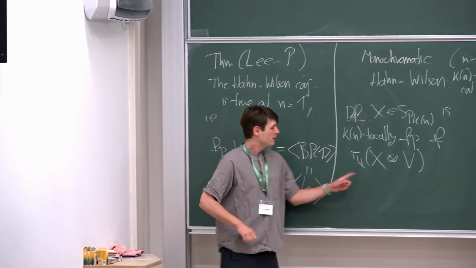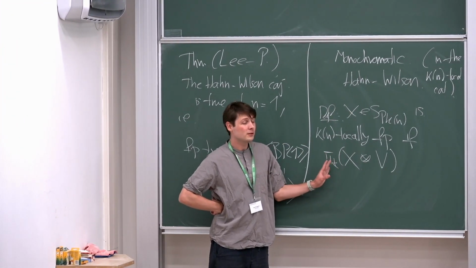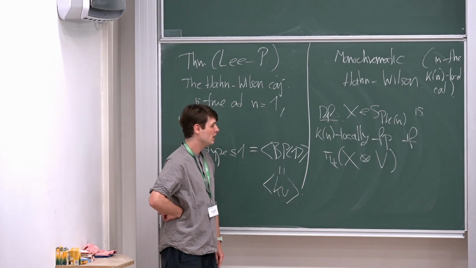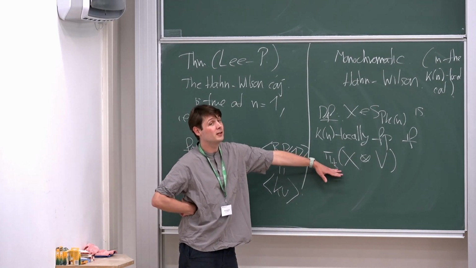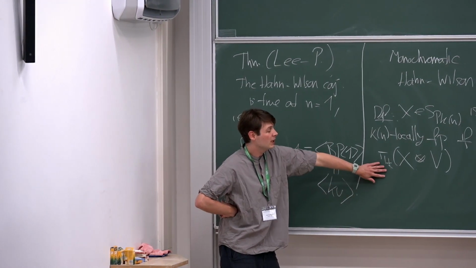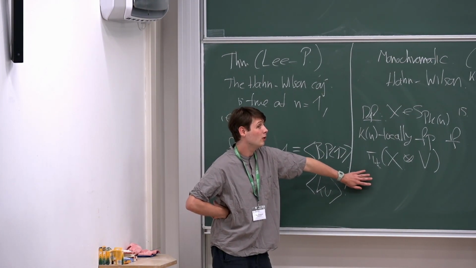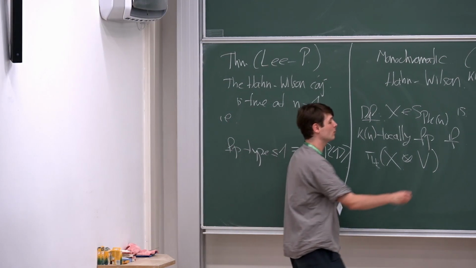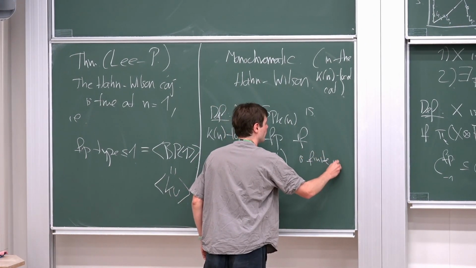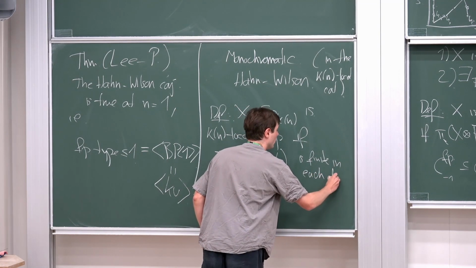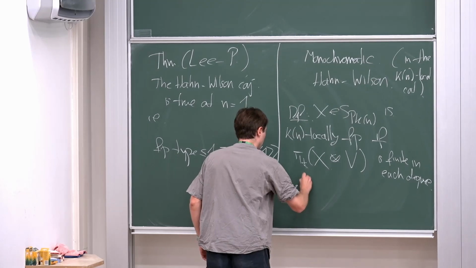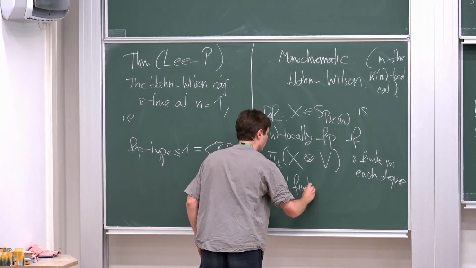And now, the thing is, K(n)-local spectra are always periodic after you mod out by all the way up to v_{n-1}. So there is no way this can literally be finite, as in finite and zero almost everywhere. But you can ask it to be finite in each degree. So that's what we found. If this is finite in each degree, where V is a finite complex of type n.